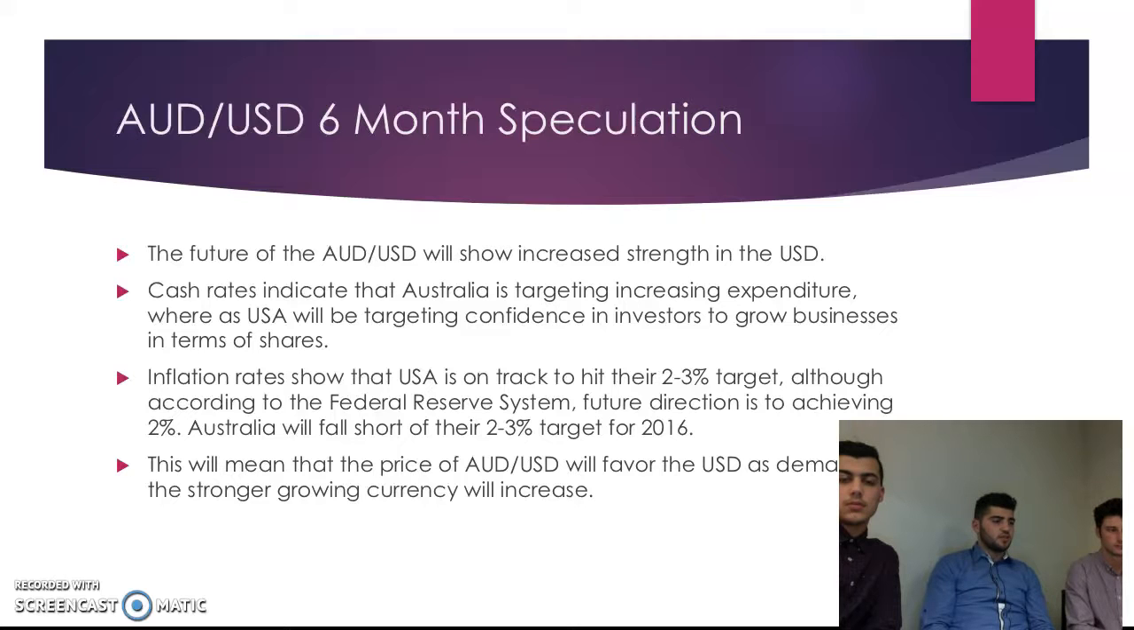Cash rates indicate that Australia is targeting increase in expenditure, whereas the USA will be targeting confidence in investors to grow businesses in terms of shares. Inflation rates show that the USA is on track to hit their 2 to 3% target, although according to the Federal Reserve System, future direction is to achieving 2%. Australia will fall short of their 2 to 3% target of 2016. This will mean that the price of AUD USD will favour the USD as demand for the stronger growing currency will increase.